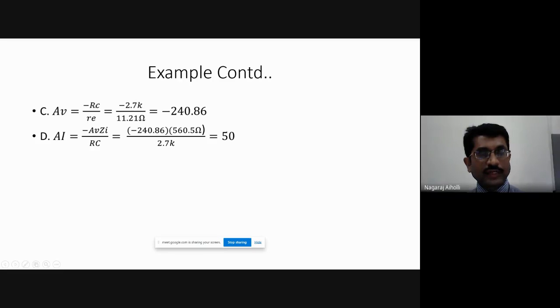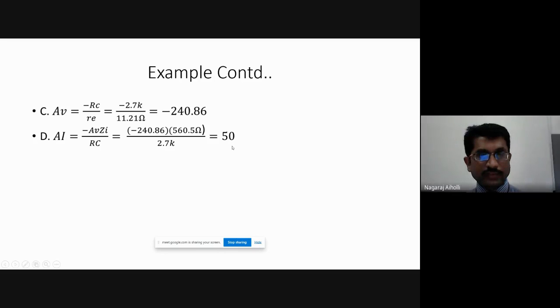Av gain formula is minus capital RC by small re. Capital RC is 2.7k, collector resistance, divided by small re value 11.21 ohms. This will be minus 240.86. Then current gain formula is minus Av into Zi by RC. Ai is minus Av into Zi by RC. Substitute here, Av is minus 240.86 into Zi is 560.5 ohms, divided by RC is 2.7k. This comes out to 50.